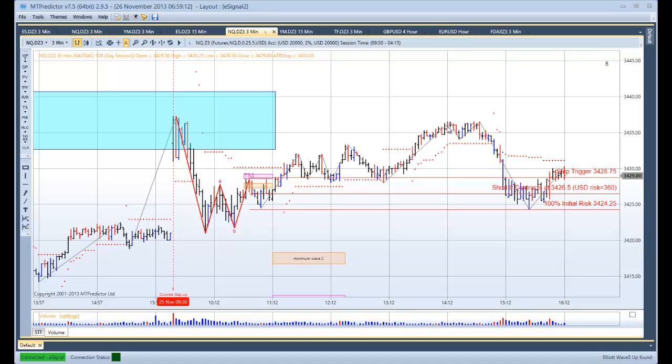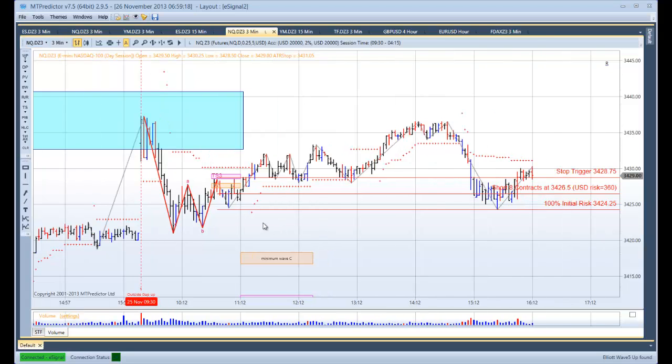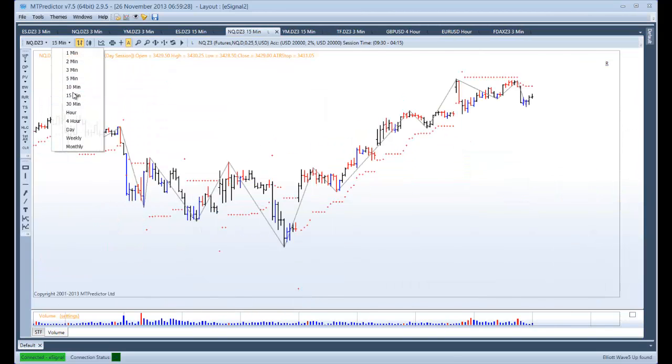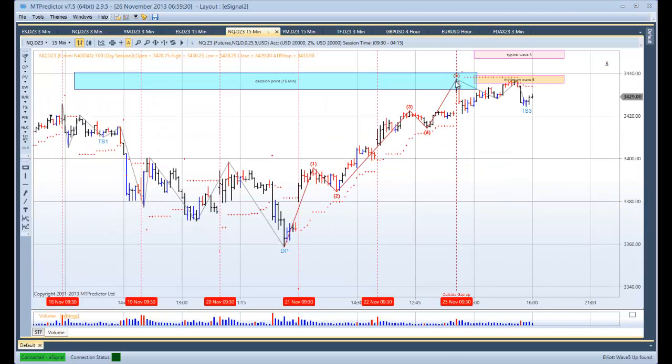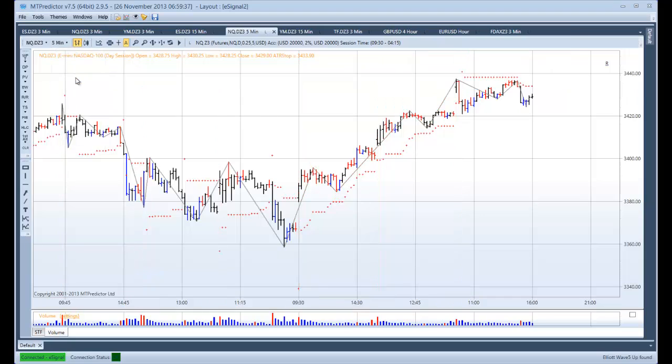However, now let's look at this as a trader would look at it, and this is what we do in MT Predictor because we're traders here. The market kept on going up. This high here was still below the initial high, so on a 15-minute chart as we started this off, the wave 5 high here was still intact. So let's now look at a different time frame, in this example a 5-minute.